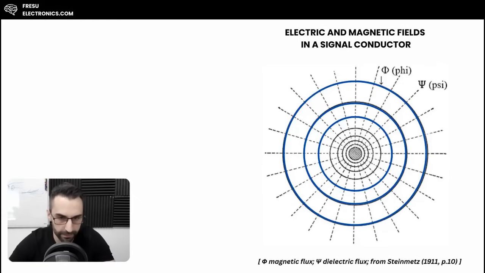Then we have the electric field, which is represented by the dashed line in the diagram. These lines originate from the conductor and are measured by the number of lines of electric force. They are denoted by the symbol psi. In the case of a single conductor, these electric lines radiate outward as straight lines from the conductor.